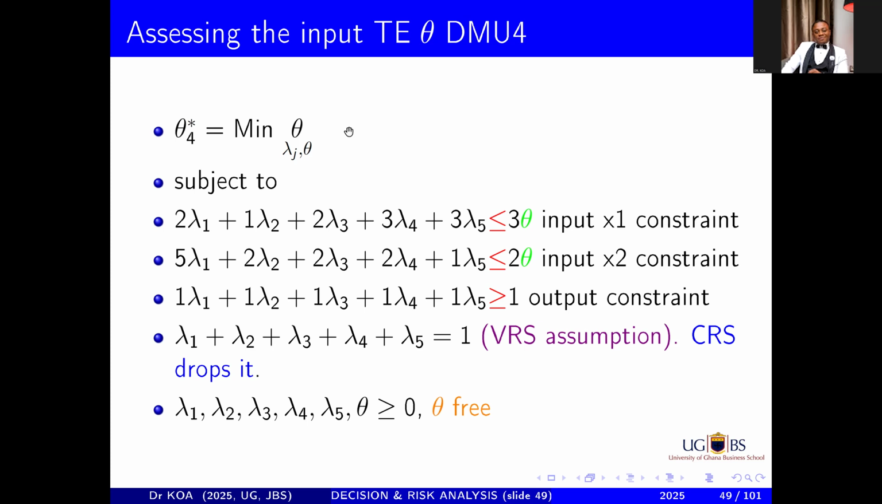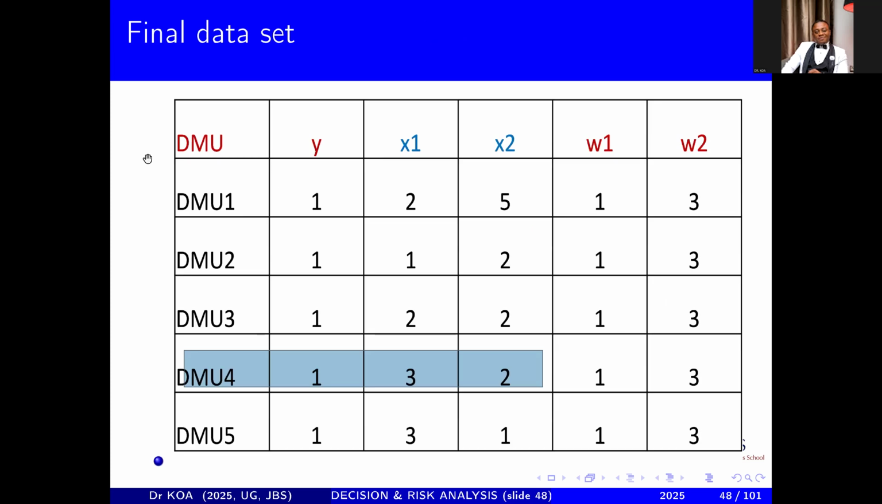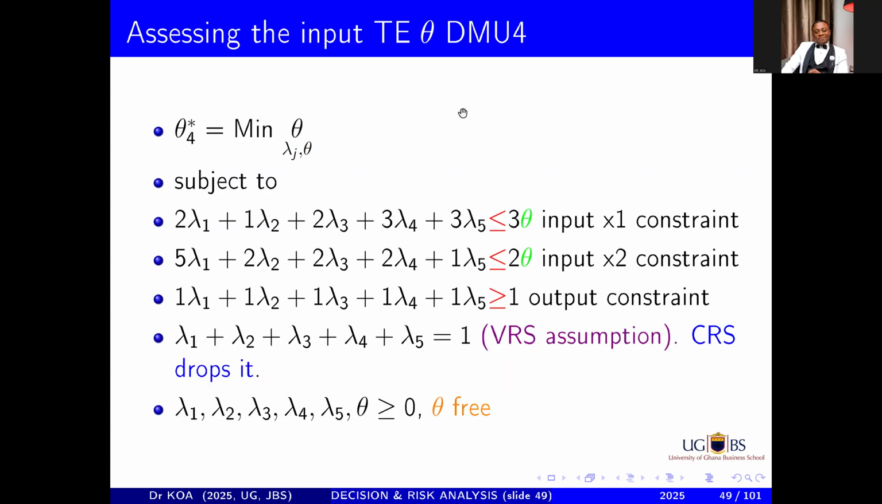Yes, Prof. And I just want you to know that I'll give you a data set like this, and you will formulate an input-oriented and output-oriented efficiency score for a particular DMU. So we are formulating the input-oriented, that's why we use theta. If we were formulating the output-oriented, we would have used phi. The star here means that we have an efficiency score value.